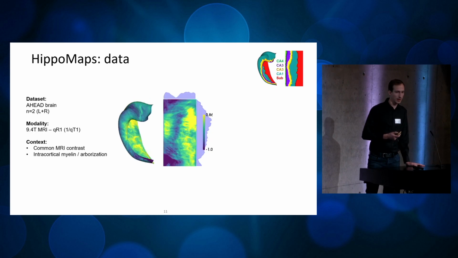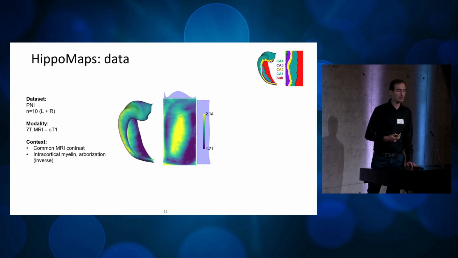Just another example here, I won't go through all of them, but this is an ex vivo MRI at 9.4T. So this is 1 over T1, basically. So if you are doing imaging, it's very related to the T1. And so it's a very common contrast in MRI. And here we're mapping this at a very fine spatial scale.